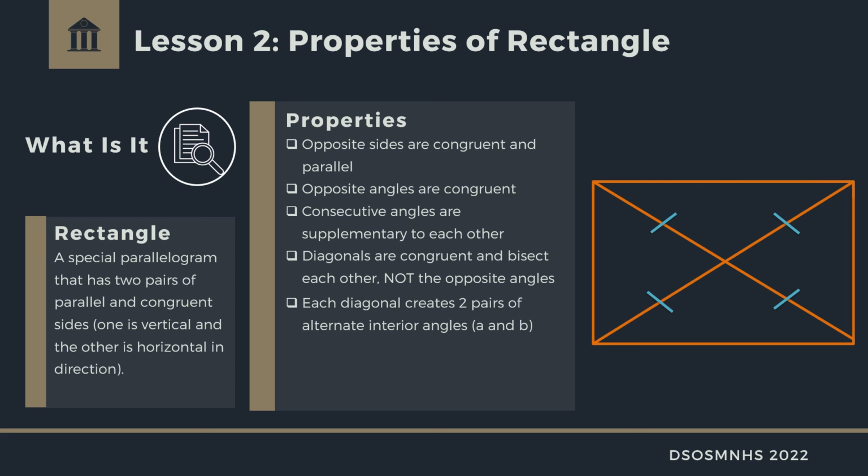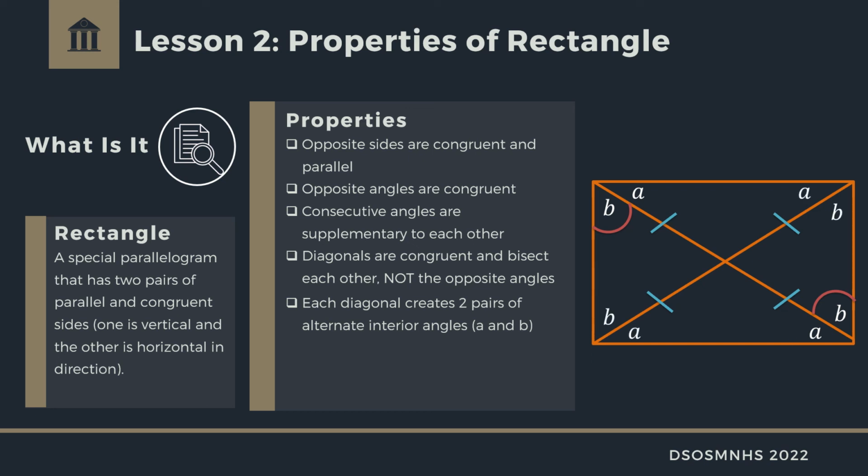Then each diagonal creates two pairs of alternate interior angles. Same with the parallelogram, the diagonal creates two pairs of alternate interior angles, that is A and B. The angle on top and the angle on the bottom are the same. So angle B on the lower right is the same as angle B on the upper left. They are alternate interior angles, as well as angle A is the same as angle A at the bottom.